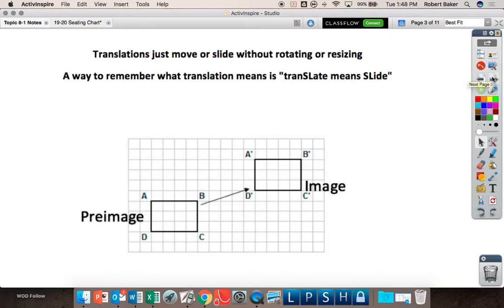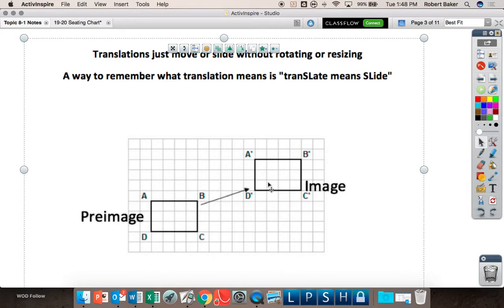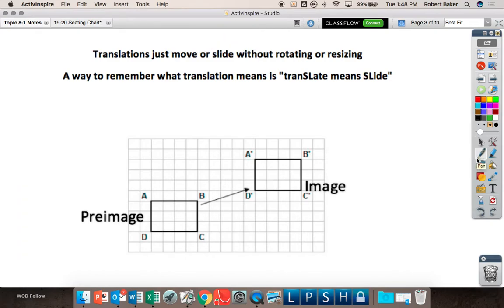So it says, for a translation, you just move or slide without rotating or resizing. And the way to remember a translation is that translate means slide. The SL means slide. So, look at these two notations. Which one is the original figure, the OG? Which one's the new figure, the new guy? The A prime, B prime. Is this new or old? New. This is the new figure. This one is the old figure.